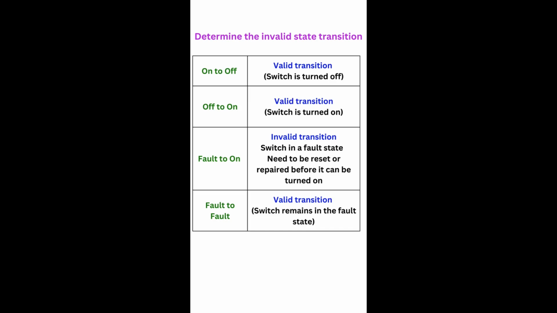To determine the invalid state transition, from the provided options, let us consider the following state transitions for a switch. On to off, valid transition, since the switch is turned off. Off to on, valid transition, the switch is turned on. Fault to on, invalid transition because the switch is in a fault state and needs to be reset or repaired before it can be turned on. Fault to fault, valid transition, the switch remains in the fault state.